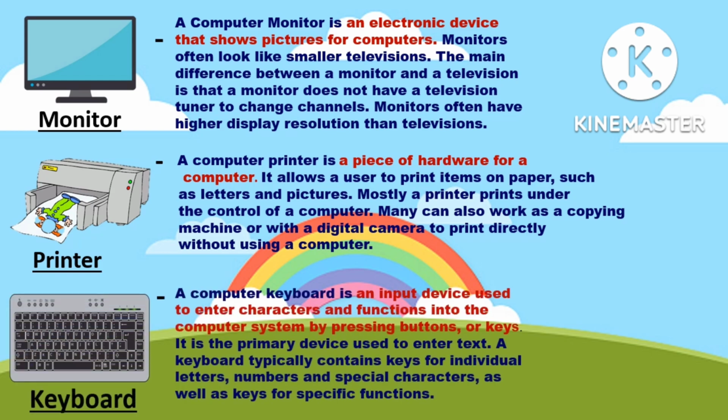A keyboard. A computer keyboard is an input device used to enter characters and functions into the computer system by pressing buttons or keys. It is the primary device used to enter text. A keyboard typically contains keys for individual letters, numbers, and special characters, as well as keys for specific functions. So a keyboard is basically something which is used to type either alphabets or letters or numbers, or even to give command to the computer.